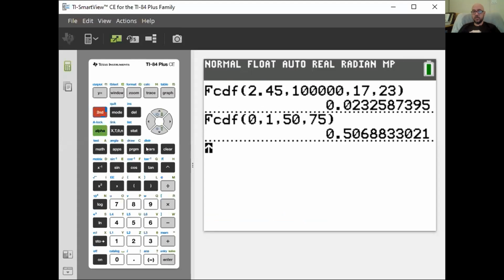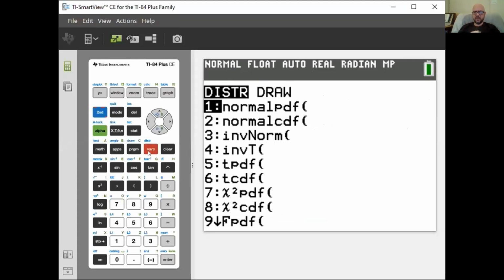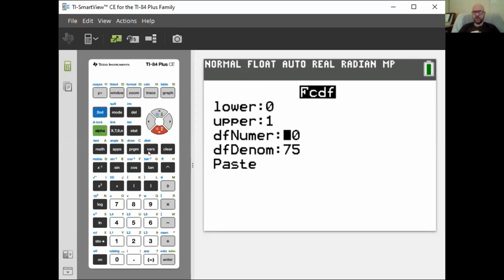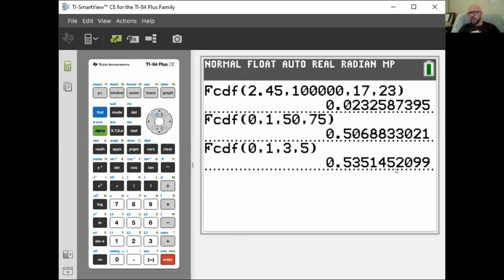So if I do distributions, FCDF from 0 to 1 with 3 and 5 degrees of freedom, that's not nearly as much larger as I thought it would be. Sorry, I haven't done this. I haven't done it with that particular one. Only 53%, but bigger, just not as much as I was expecting.